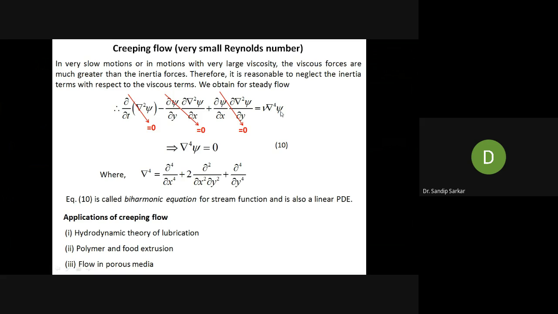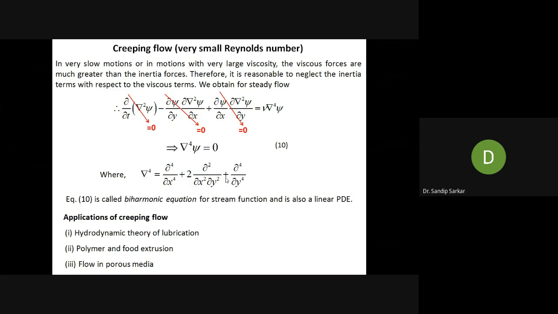For the creeping flow situation, we need to solve this biharmonic equation, and this is also a linear equation since the coefficients are constant, not a function of x and y. We need to solve this biharmonic equation to obtain the solution for the stream function for the creeping flow situation.